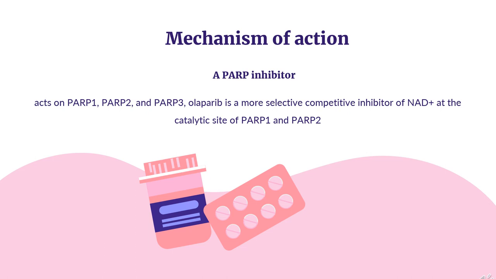Mechanism of action. Olaparib is a PARP inhibitor. While it acts on PARP1, PARP2, and PARP3, Olaparib is a more selective, competitive inhibitor of NAD+ at the catalytic site of PARP1 and PARP2. Inhibition of the BER pathway by Olaparib leads to the accumulation of unrepaired SSBs, which leads to the formation of DSBs, which is the most toxic form of DNA damage.